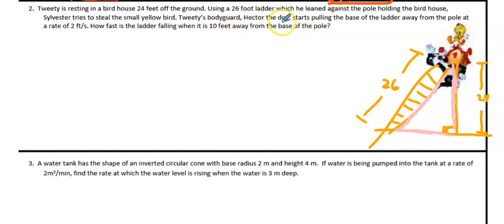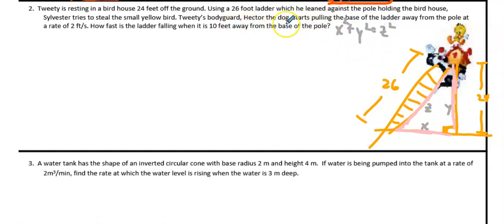So Hector the dog, and I'm not even going to try to draw a dog, starts to pull the base of the ladder away. Before I continue on with that, I make this my X, my Y, and my Z, because I know it's a right triangle, and I can relate these three sides together by our good friend Pythagorean theorem. So I know through this question that I'm going to use Pythagorean theorem. I probably got a little ahead of myself with that.